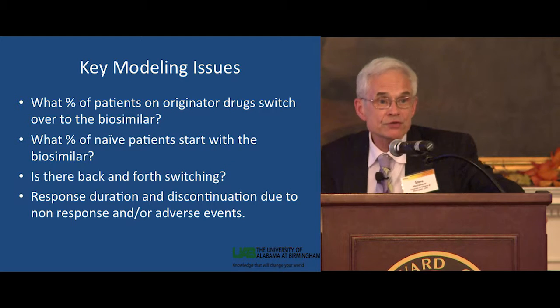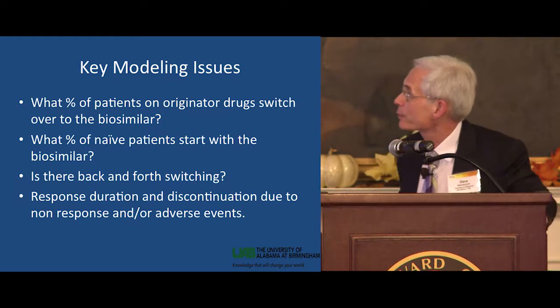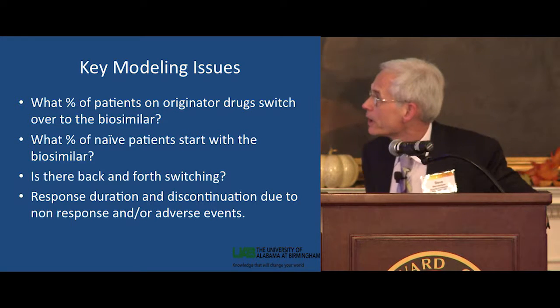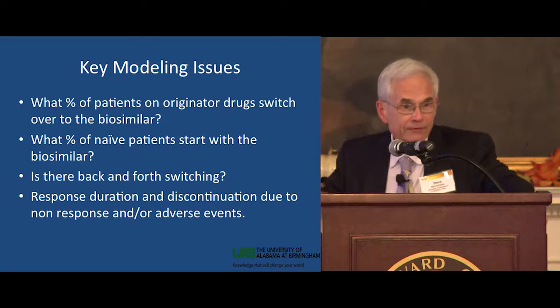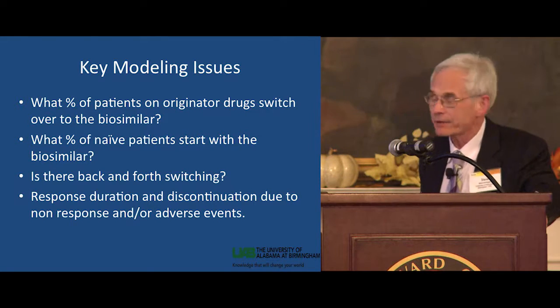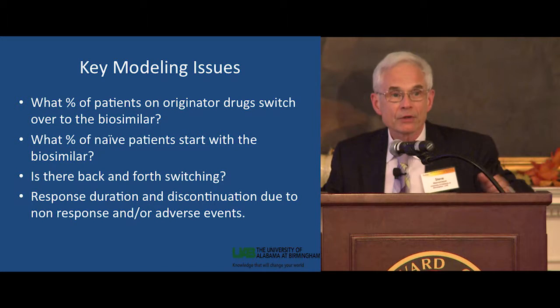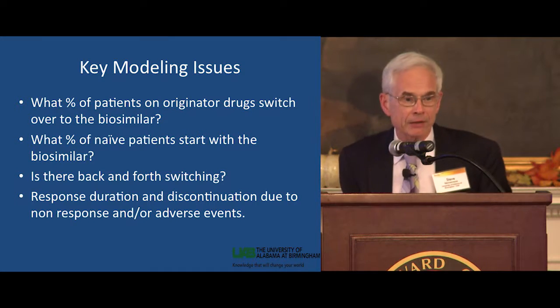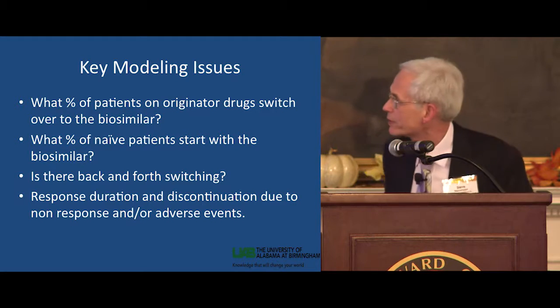Some of the key modeling issues that you'd want to work out: what % of patients on originator drugs switch over? What % of naive patients start with a biosimilar? How much back and forth switching is there? And all this stuff about response duration and discontinuation. Those are things that you have to build into the model, and then you can play around with your assumptions to see how much things are going to be changing.